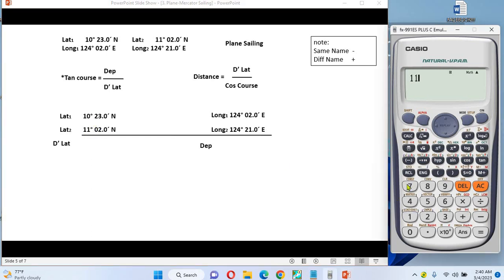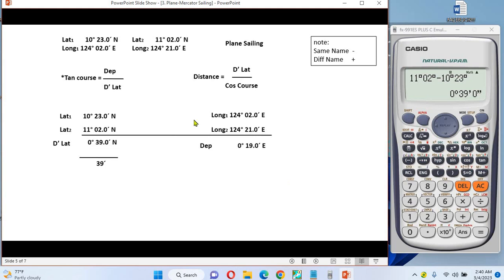So 11 degrees 02 minutes minus, because why minus? Because same name, minus. So minus 10 degrees 23 minutes equals, boom, 39. So there you go, 39. Okay, next, bring down 39 because it's already in minutes.